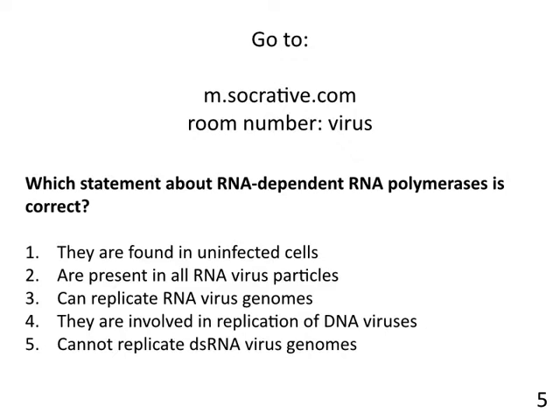So the correct answer is number 3. They can replicate RNA virus genomes. So if someone answered for all the others, the biggest are 2 and 5. So let's see what the issue was there. Number 1, they are found in uninfected cells. RNA-dependent RNA polymerases are not found in uninfected cells. That's why RNA viruses have to encode them. They are not present in all RNA virus particles, only the ones with negative stranded genomes. The plus stranded RNA viruses don't need a polymerase in the particle because that plus strand can be directly translated.